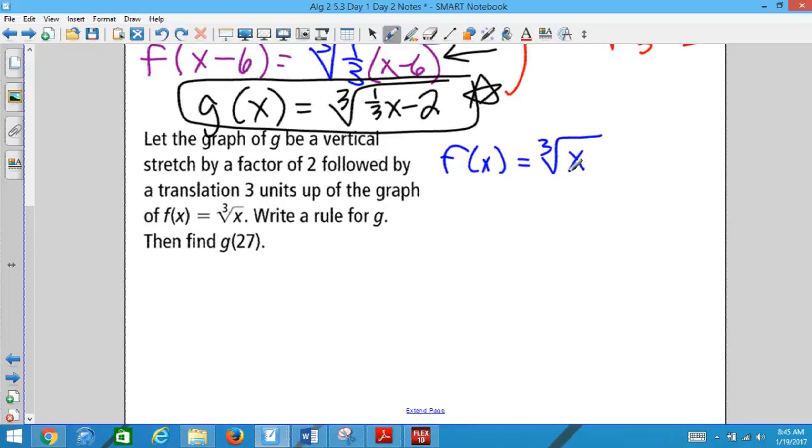Now, all 3 of my examples have had cube root of x. They might give you square root. They might give you 4th root. But we really haven't used the root for any of these. We just keep repeating the root, we just keep writing it down. So if it has a different root, that's okay. What do we have to do first?